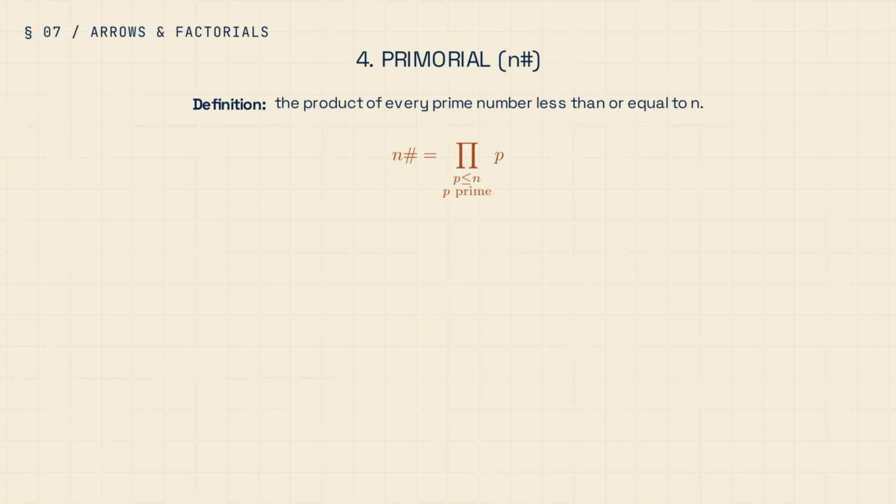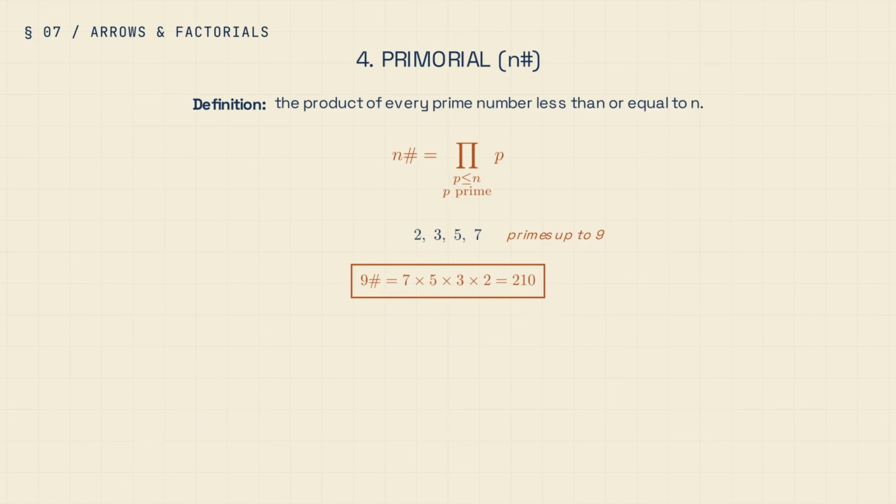Primorials are numbers which multiply together every prime number less than or equal to n. The primes up to 9 are 2, 3, 5, 7. So 9 primorial is 7 times 5 times 3 times 2. That is, the prime numbers at and below the given number n.